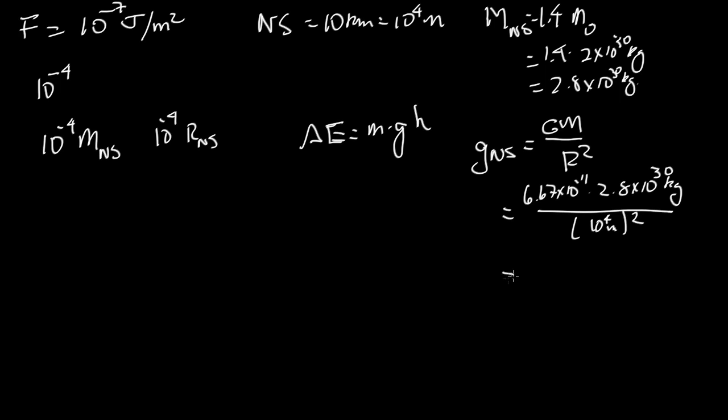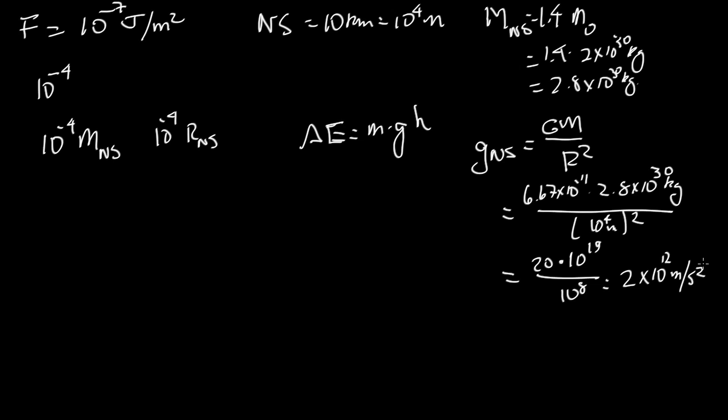So if we simplify that down, 6.67 times 2.8 is a little less than 7 times 3, so we'll call that 20. And using exponential notation, 10 to the 19 on top, 10 to the 8th on the bottom. And so altogether, that gives us about 2 times 10 to the 12 meters per second squared. That's a lot more than the 9.8 meters per second squared we have on Earth.